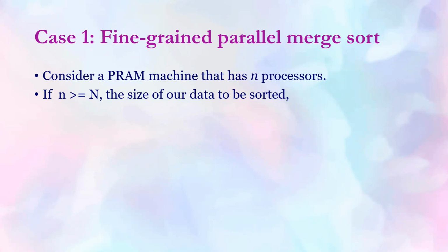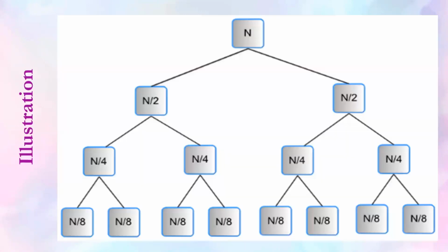I'll just give you one simple example here. You need to sort 10 items, but you have on hand 12 processors, which means the scenario can have one processor having only one element. This is a typical example of a fine-grained parallel merge sort. Okay, look at this example. I have n. I divide it into n by 2, then n by 4, then n by 8.